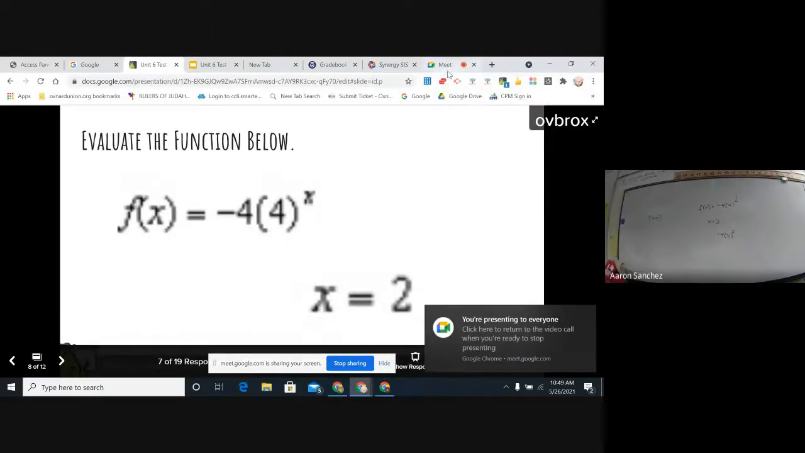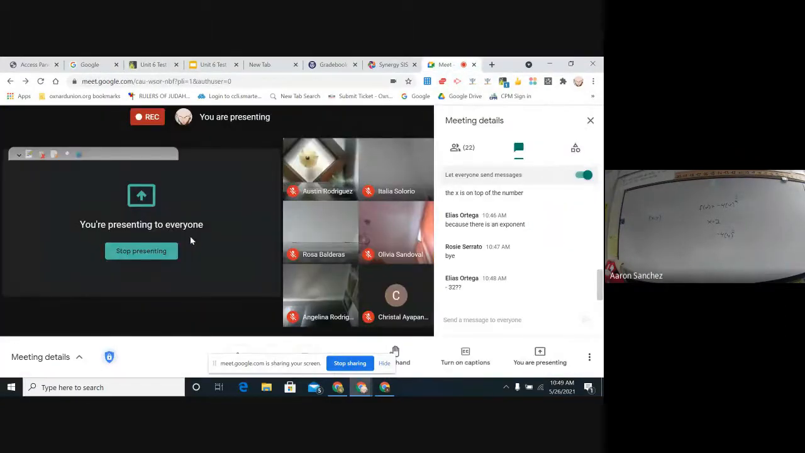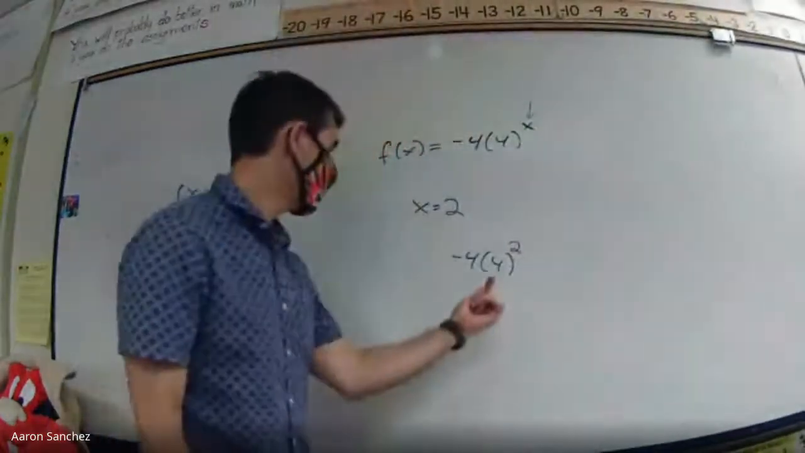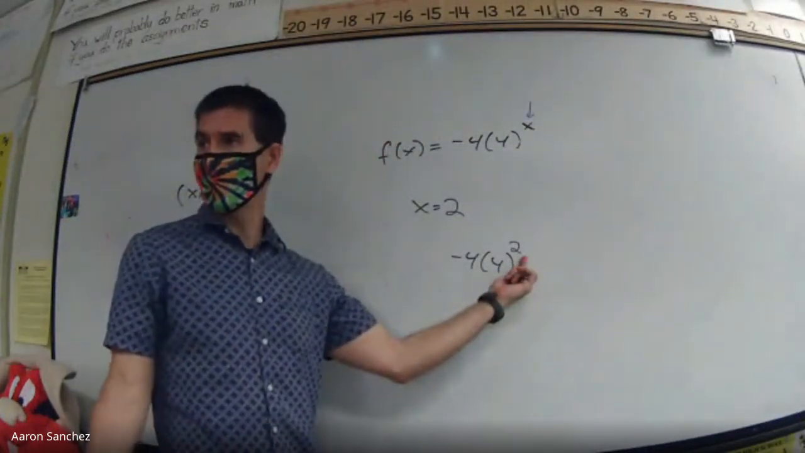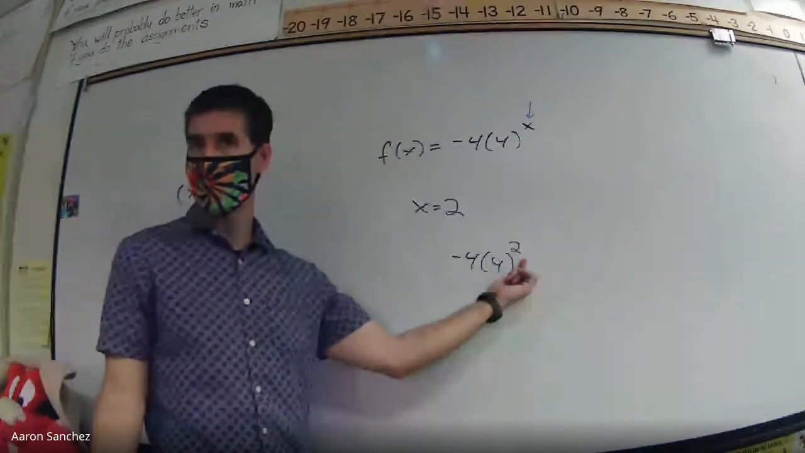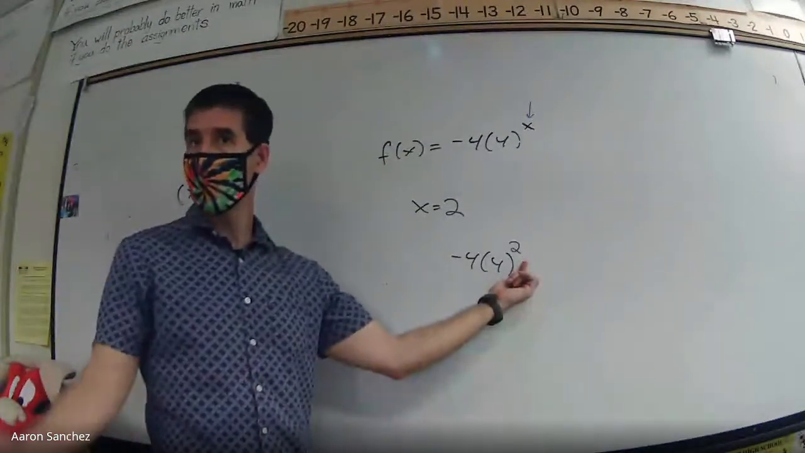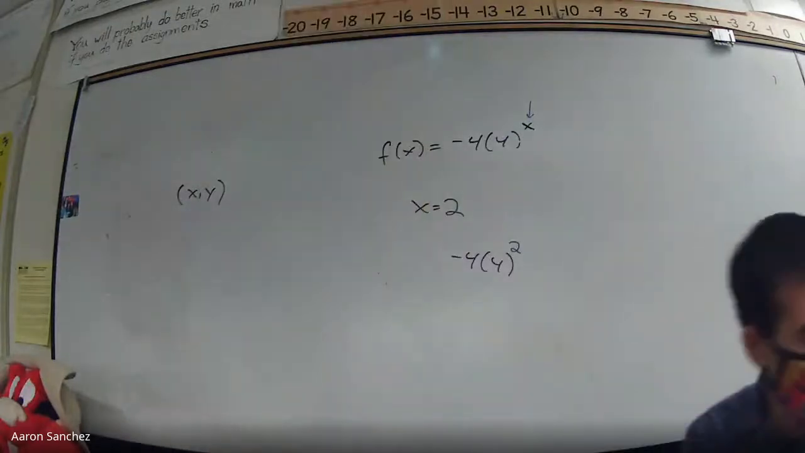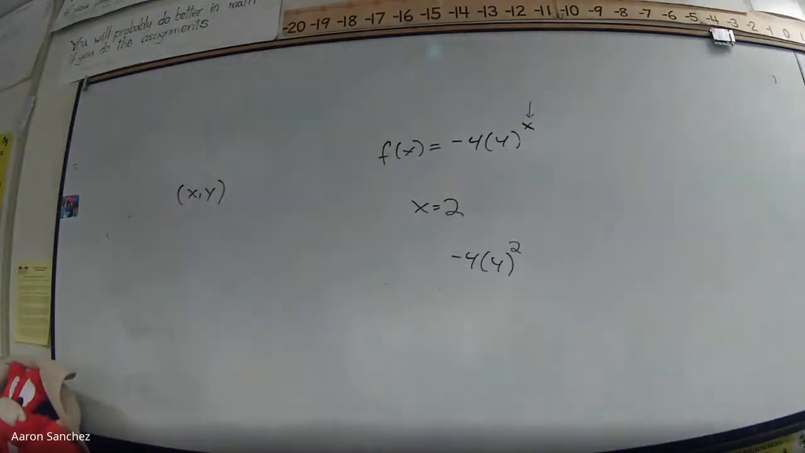Okay, cool. Now, everyone, look. As you're solving this, I'm going to look at the answers. Here's a hint. The order of operations says I have to do the exponent first. Don't multiply first, do the exponent first, which means 4 to the second power. What's 4 to the second power? Yes, you're both right. And then you multiply by negative 4.